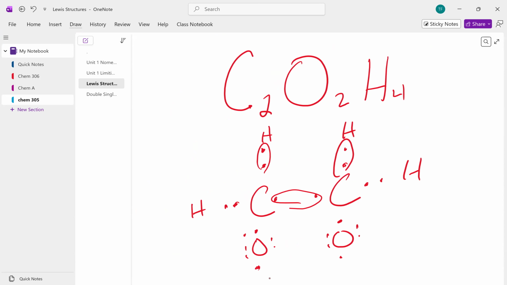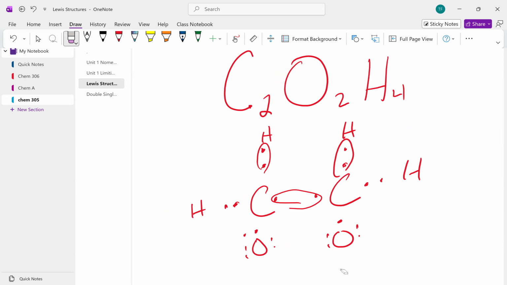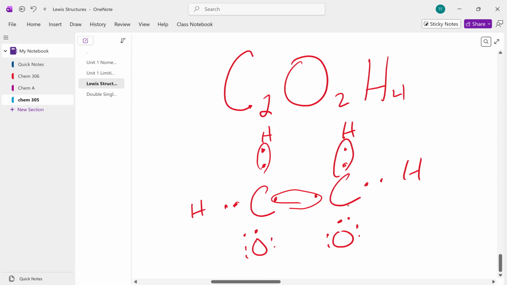Doesn't carbon have 4 singletons? Yes, it does. Okay, so here are the 2 singletons for oxygen. So let's connect the hydrogen to the oxygen and the carbon to the oxygen here. Same here: carbon to oxygen, hydrogen to oxygen.